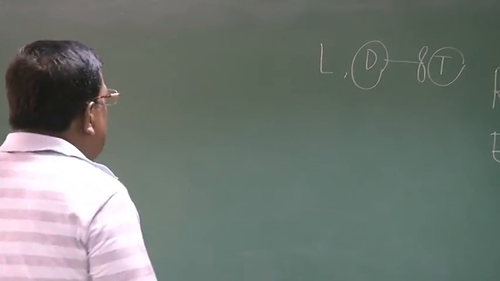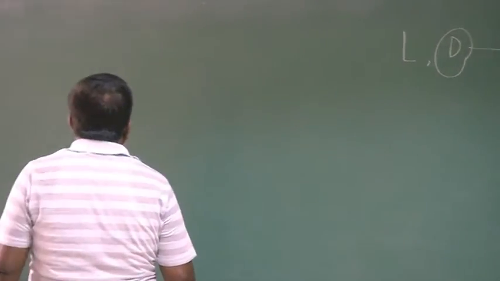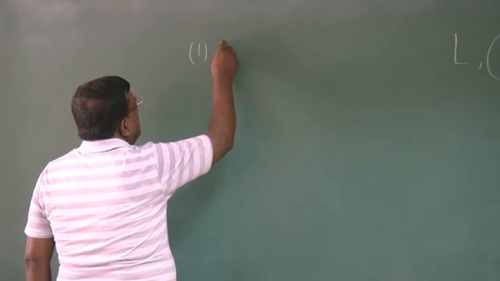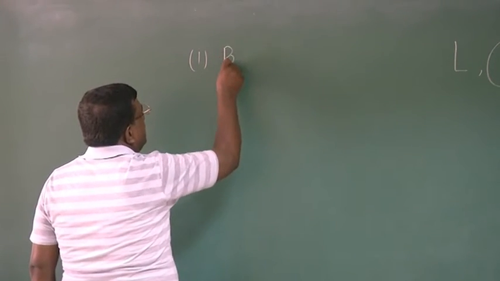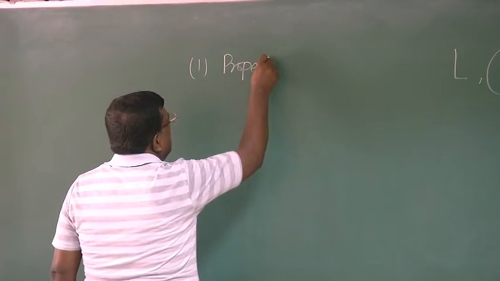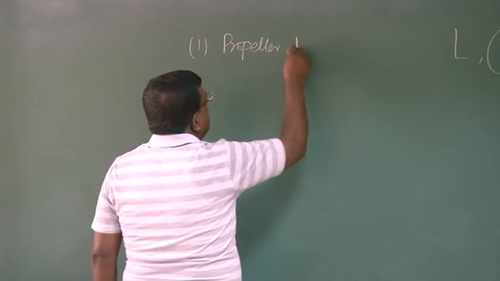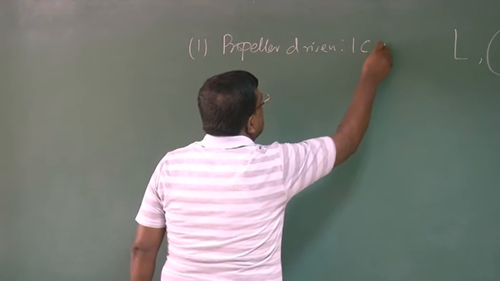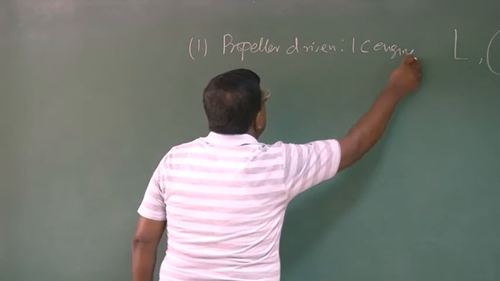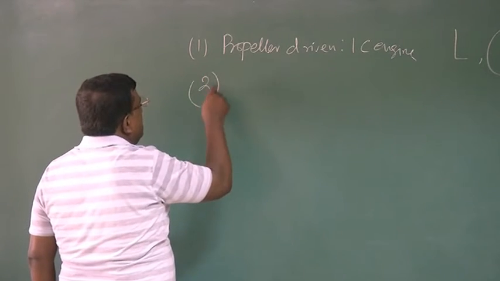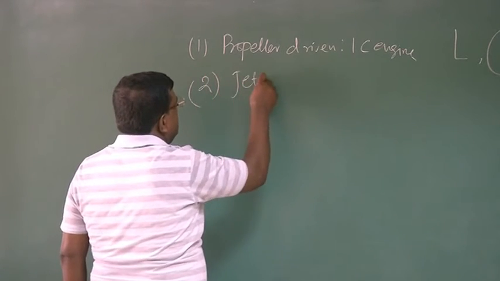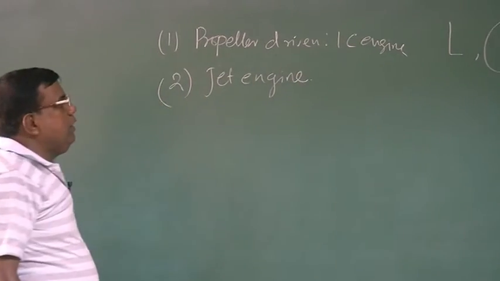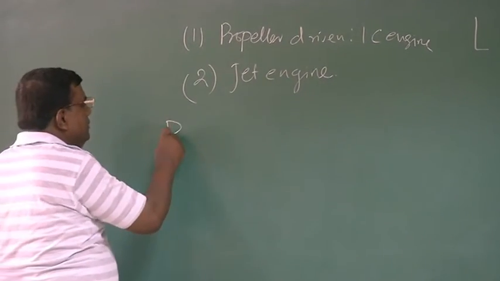Right? So let us see, we have been discussing two types of airplane. One is propeller driven, typically an IC engine, and the second one we are considering is the jet engine. So we'll first be talking about the propeller engine.